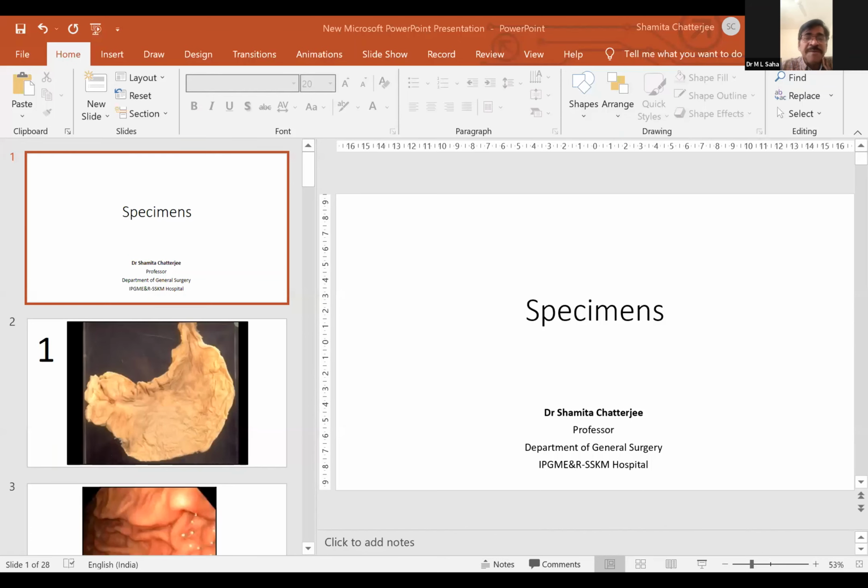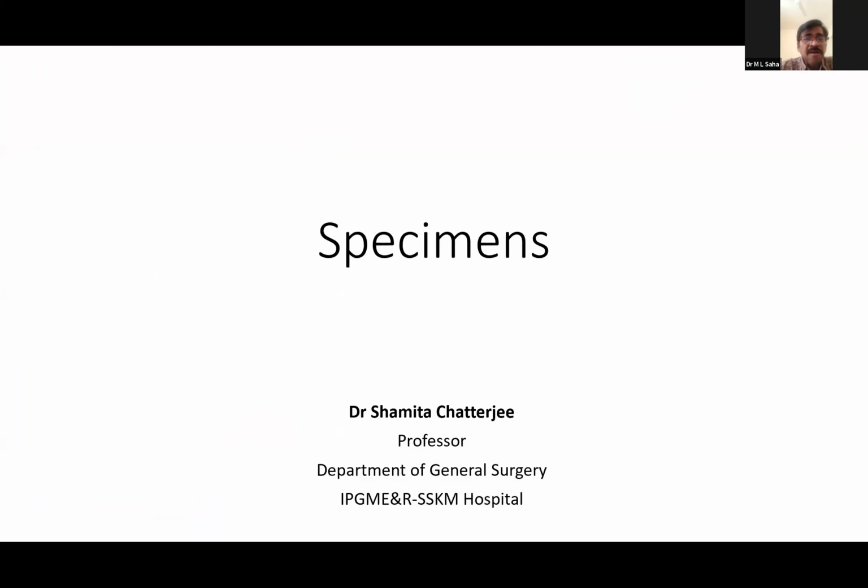Today we will have a discussion on some surgical specimens. We cannot finish up in one day, so it will be more like an OSCE pattern. We'll have just specific questions out of the specimen being shown. I request our PGTs to participate. Dr. Shamita Chatterjee, a professor of surgery at IPGM SSTM Hospital, will take us through this specimen scenario. Okay, Dr. Chatterjee, you can please start.